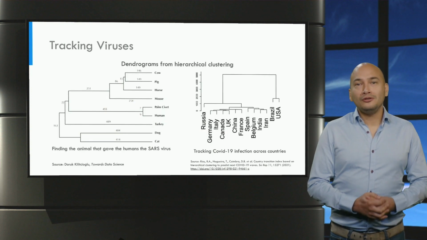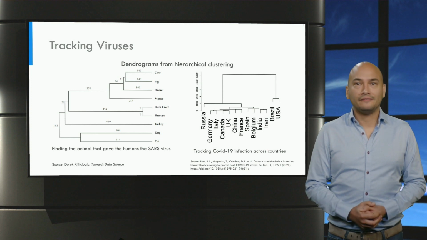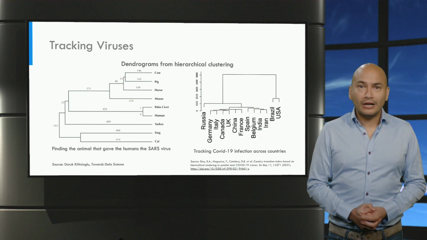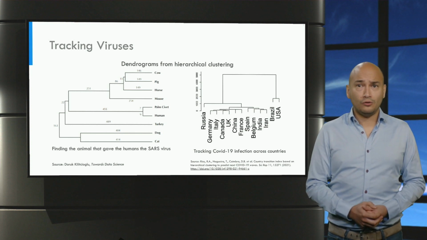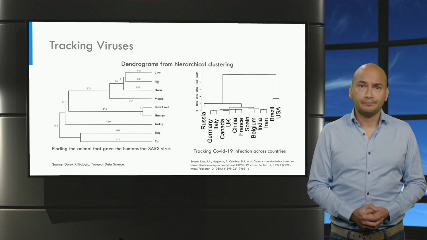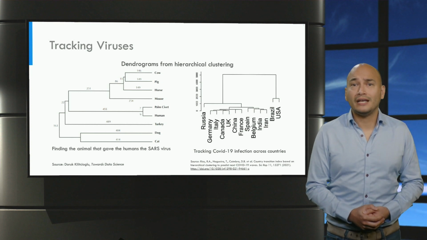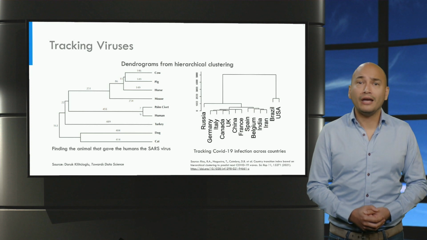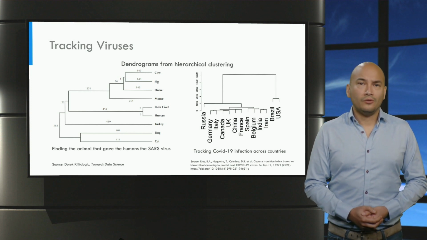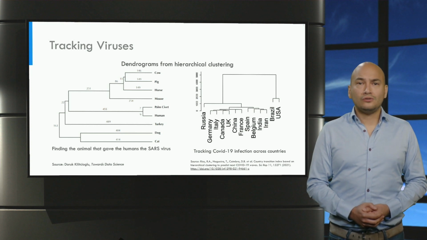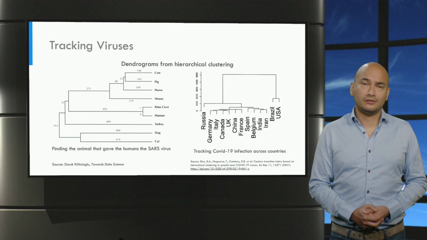Finally, we can also use clustering to track viruses that affect our daily life. On the left, we can see a dendrogram generated by hierarchical clustering for finding the animal that gave humans the SARS virus. This dendrogram is based on the similarity of SARS virus DNA sequences, considering the virus mutation rate among different animals and humans. On the right of the slide, researchers used the dendrogram to visualize and track the COVID-19 infections across different countries.